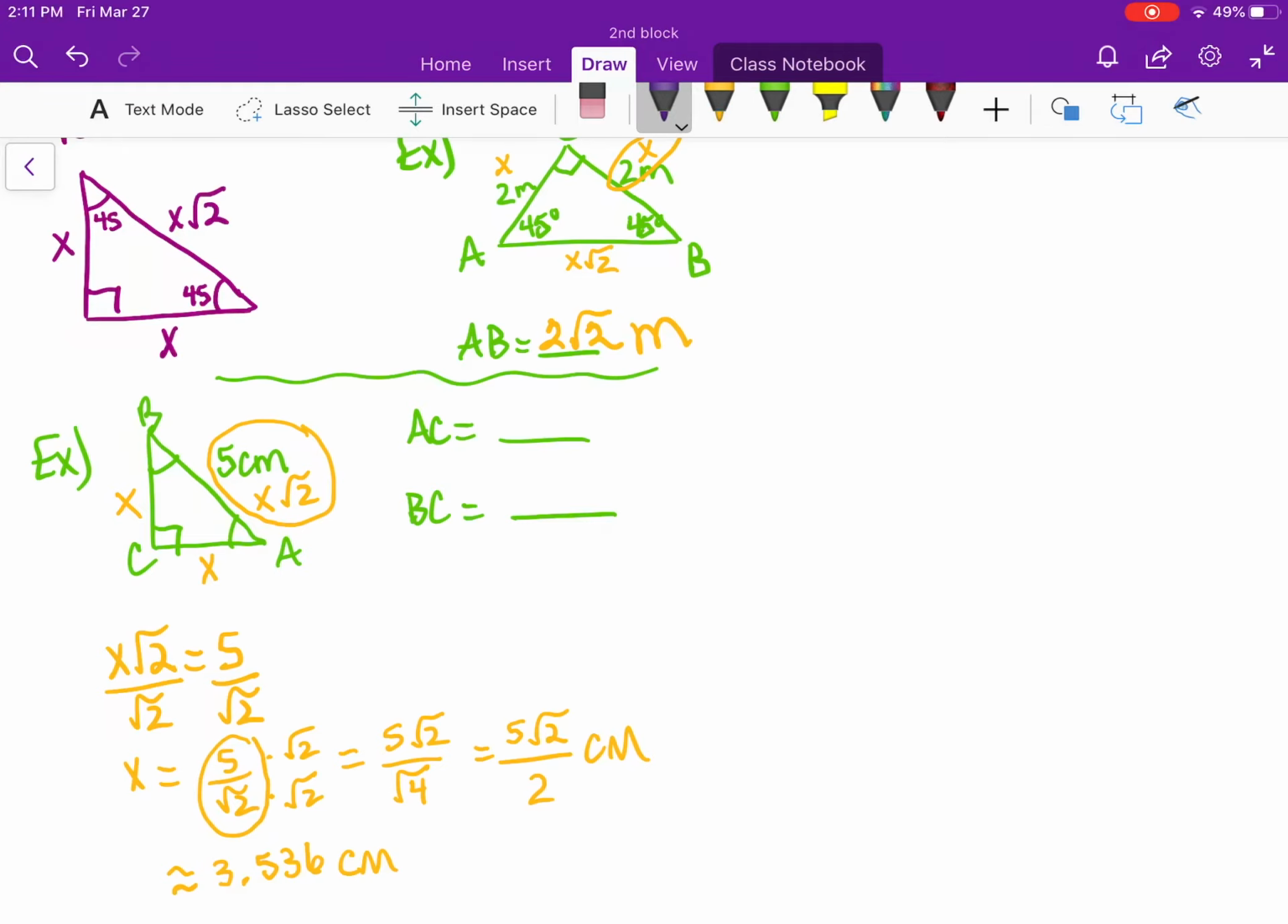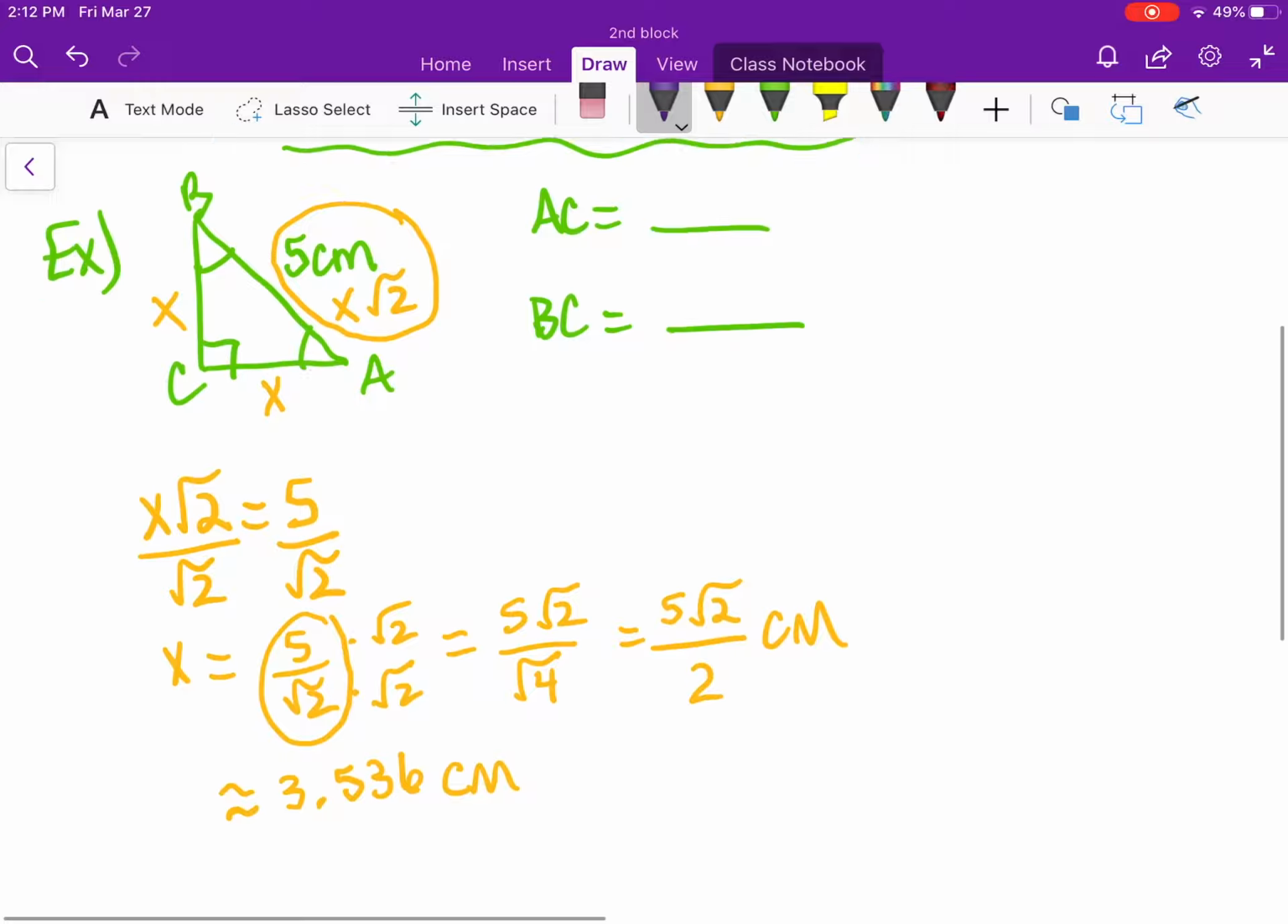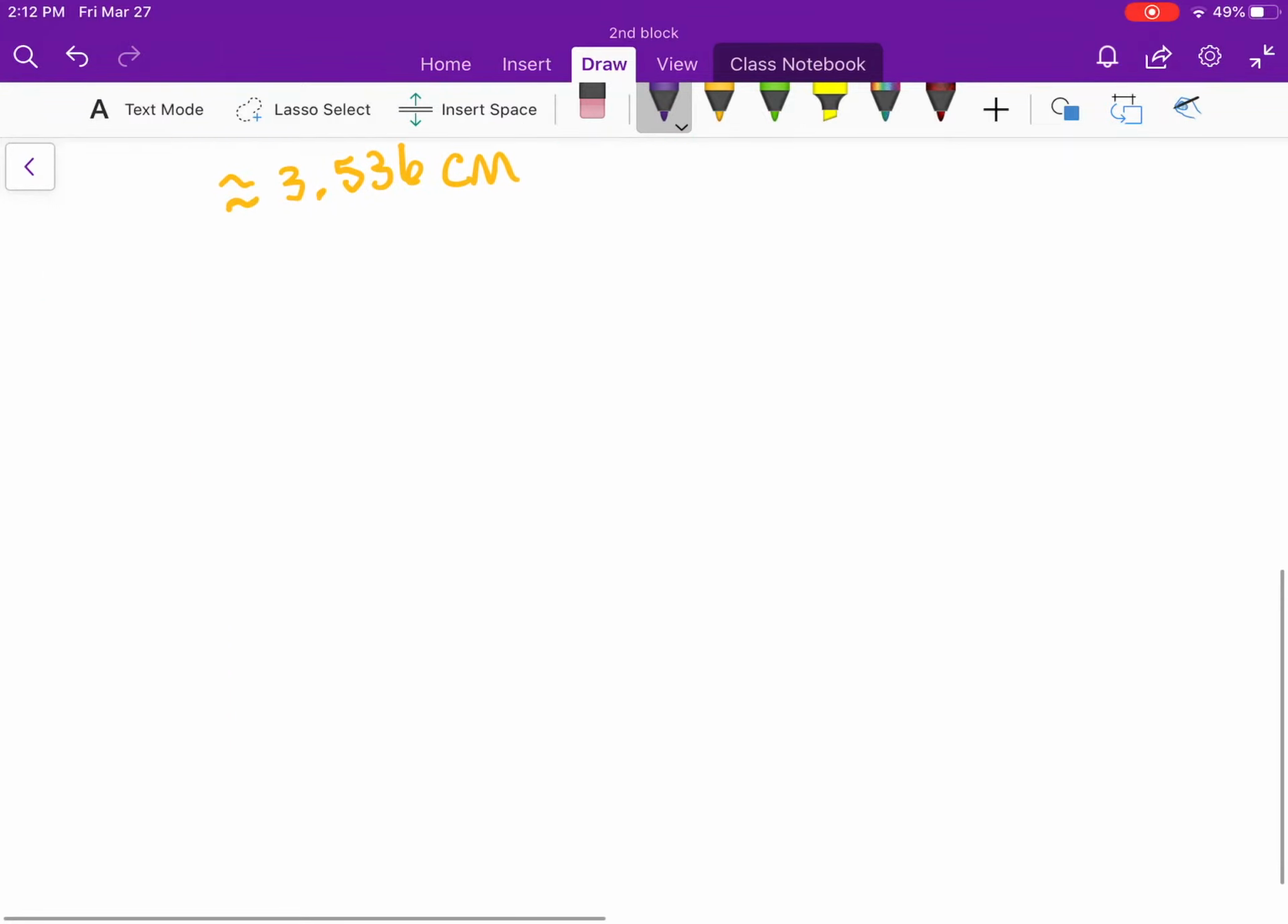Okay, so those are the 45, 45, 90 triangles. The other type of special triangle is a 30, 60. So that's what we're going to look at next.